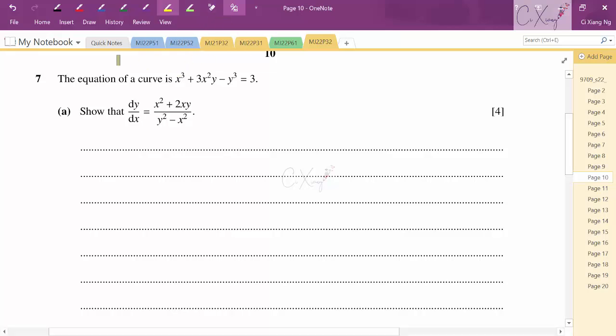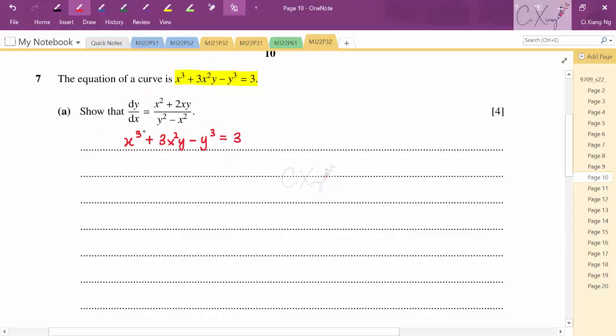Okay, so we come to question number 7. They give us a curve equation, and they want us to show that dy dx equals this expression. For this equation, you can observe that y and x are quite impossible to separate clearly, so we apply implicit differentiation. I have the original function: x power 3 plus 3x squared y minus y power 3 equals 3. Let's start the differentiation term by term.